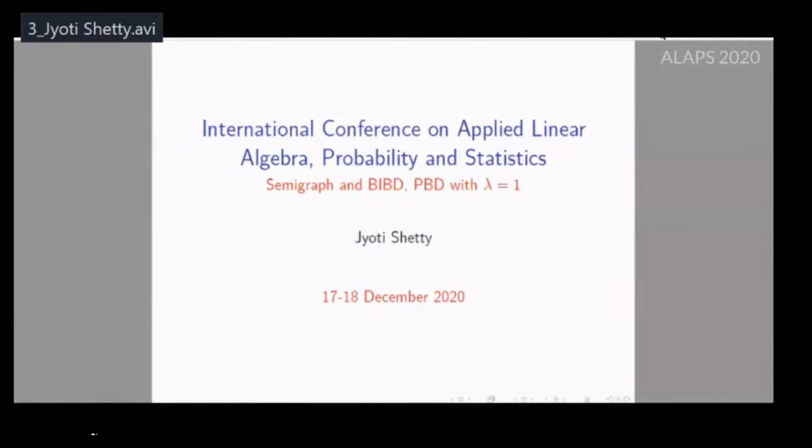Hello everyone, I am Jyoti Shetty. Today I am going to talk about my work in semigraph with BIBD and PBD with lambda equal to 1. The lambda is called the index of the block designs.